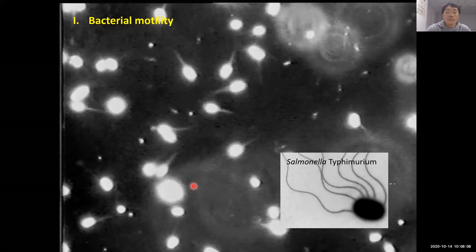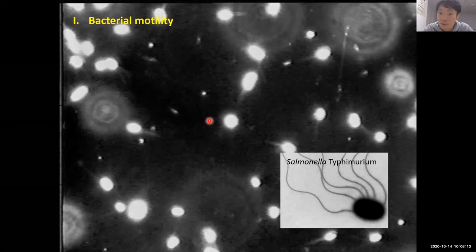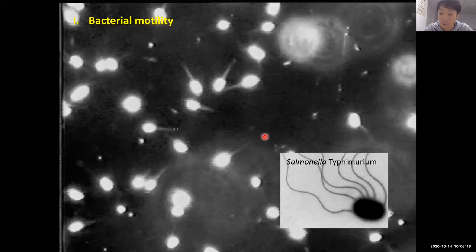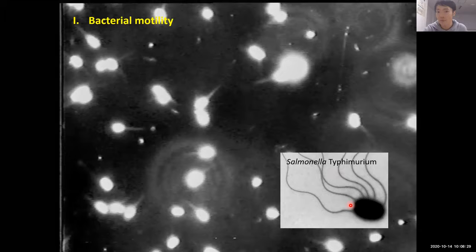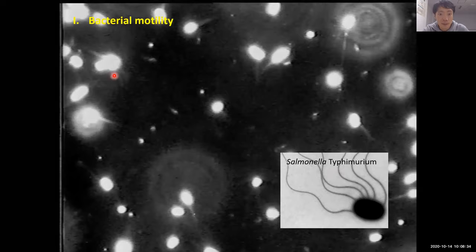First, about bacterial motility. This is a dark field microscope image of Salmonella. You know Salmonella, a foodborne bacterium. This is an electron microscopic image of Salmonella typhimurium, a major species of Salmonella. And you can observe such a tail-like structure. This is the flagellar filament.